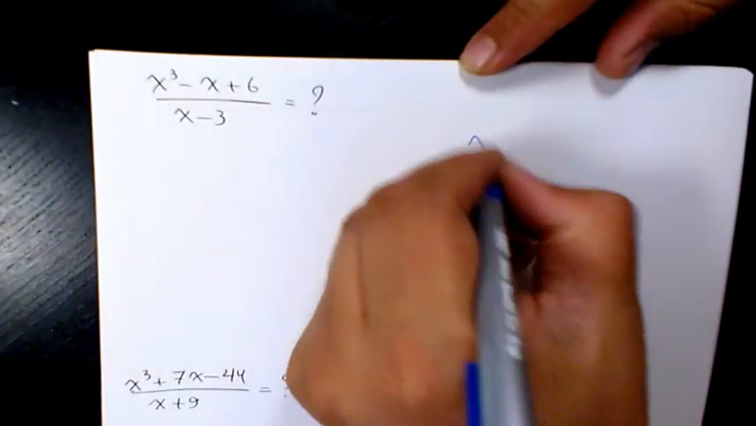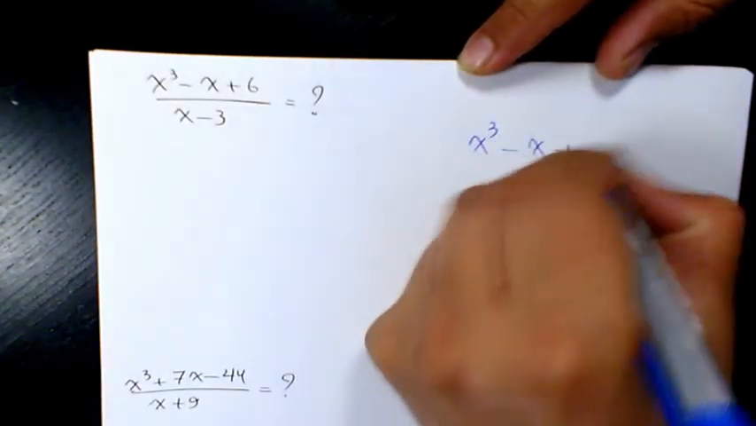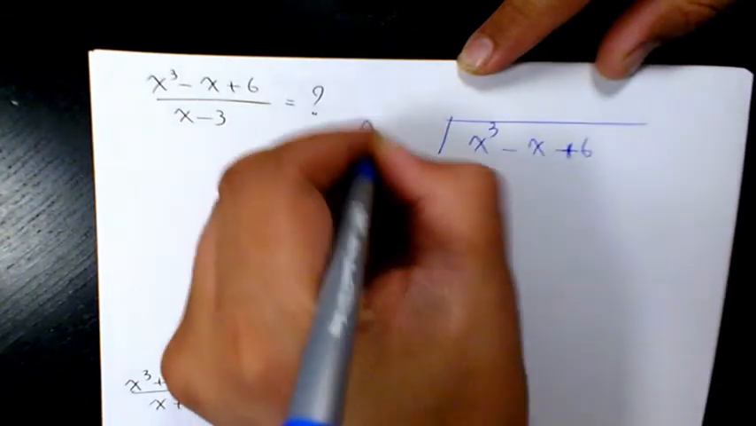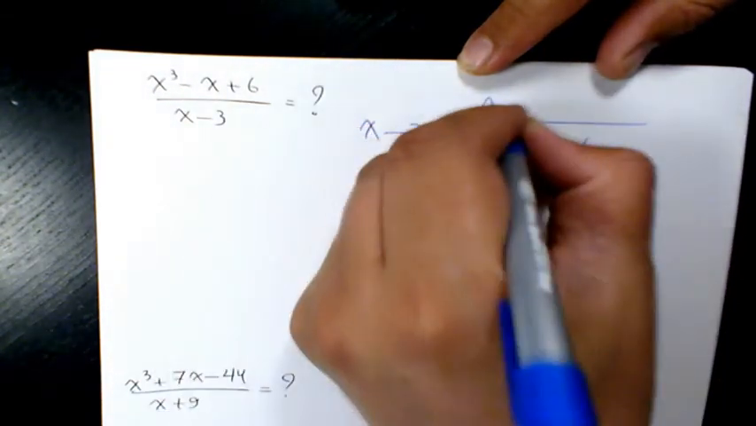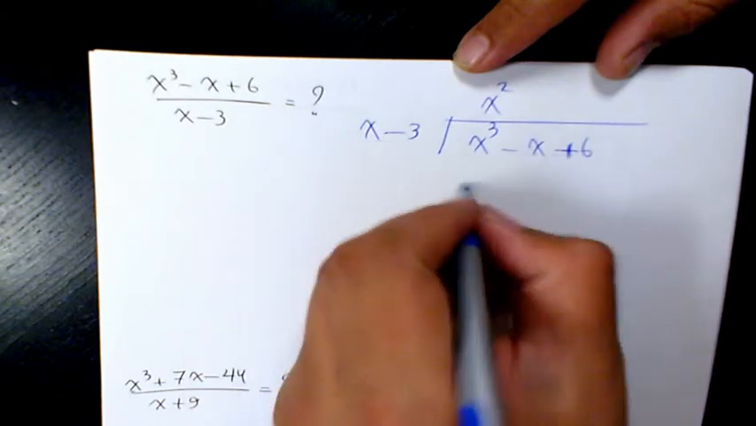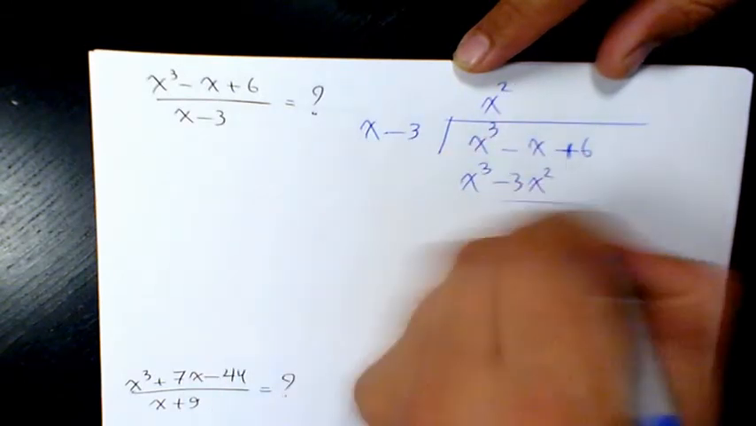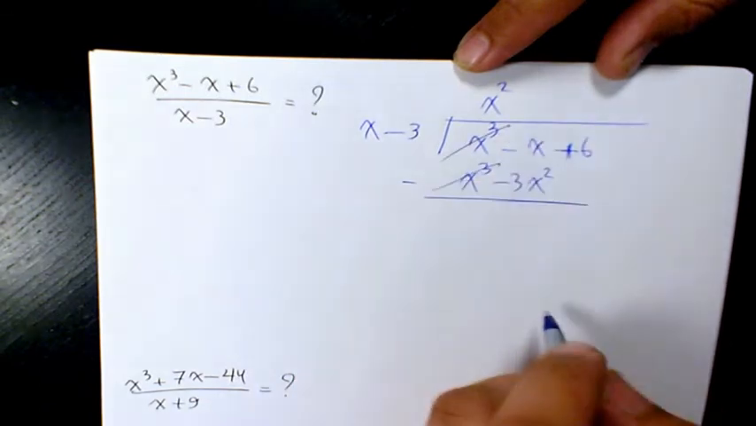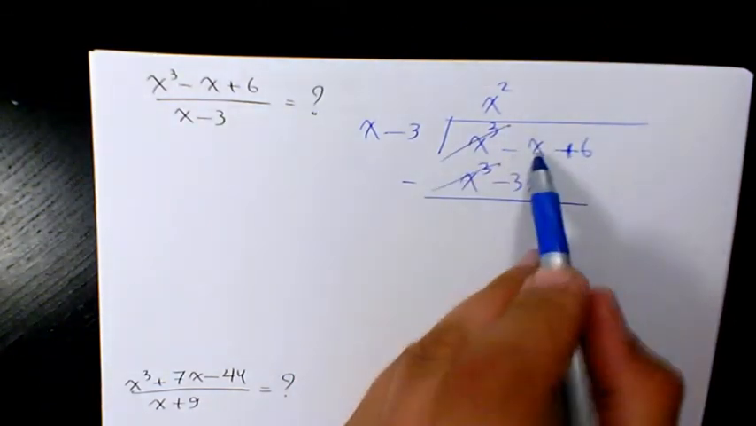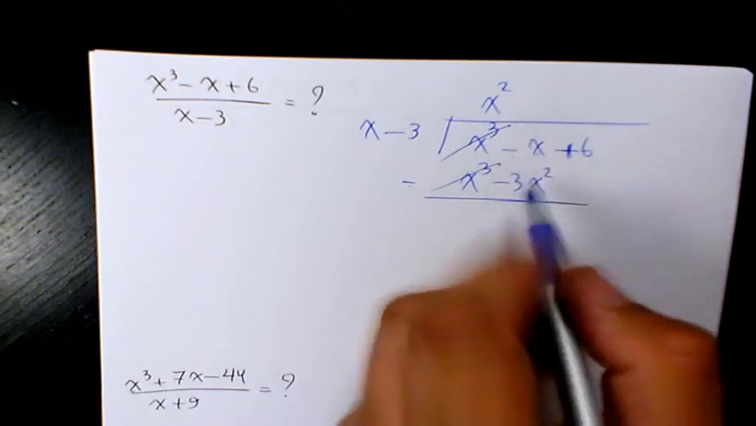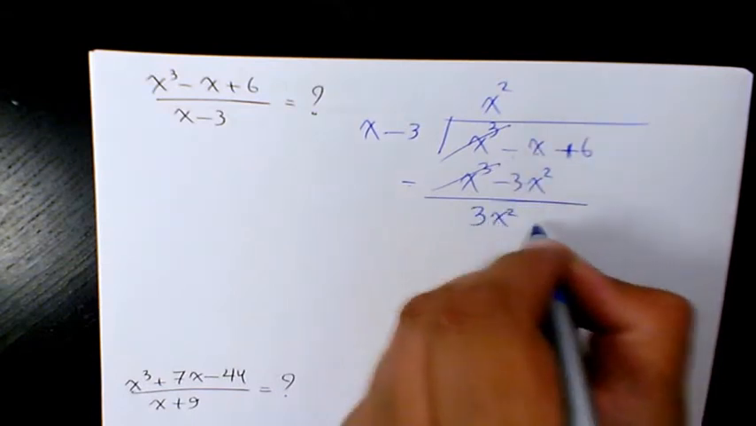So x cubed minus x plus 6 divided by x minus 3. x cubed divided by x is going to be x squared. x squared times x is going to be x cubed. x squared times negative 3 is going to be negative 3x squared. When you subtract it, these two cancel out. You have negative x minus negative 3x squared, which will be positive 3x squared minus x.